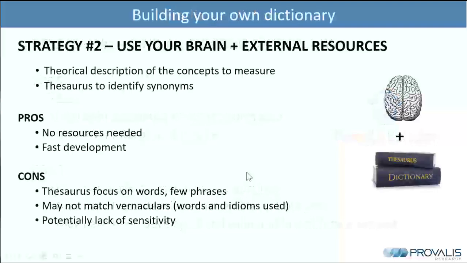The second strategy is trying to use your brain and maybe some resources to identify synonyms. It is very difficult, if not impossible, for anybody to generate a comprehensive list of words representing a specific concept. Using a thesaurus seems like a good idea, yet there are two major issues with this. First, you will likely have a lot of words that may never be used in the document you will analyze. But also, a thesaurus typically contains a lot of words, but very few phrases and idioms, those that are less ambiguous than single words.